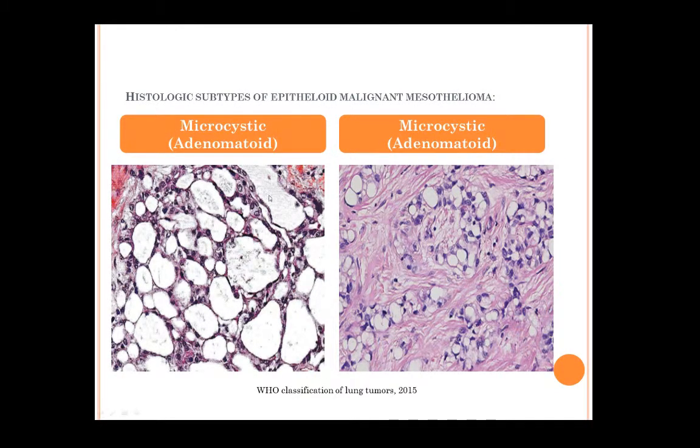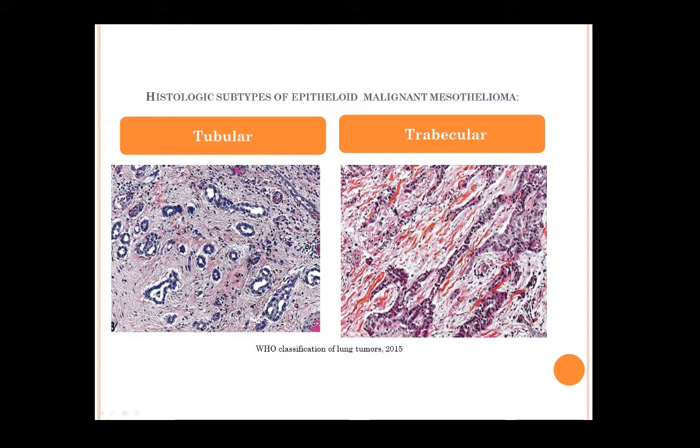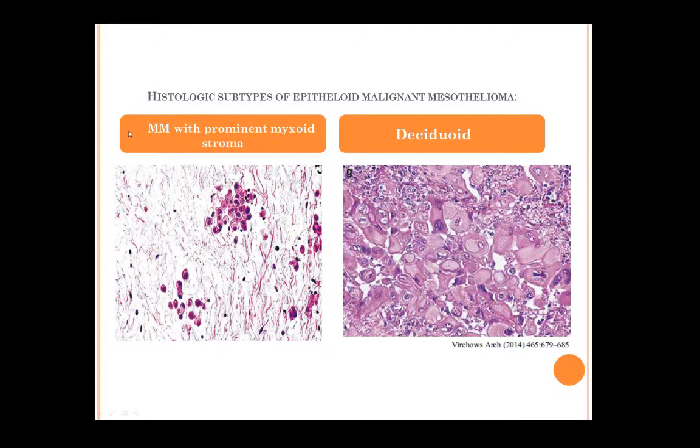The microcystic or adenomatoid form is characterized by presence of microcystic structures and cells with vacuolated cytoplasm. Recognition of this pattern is important because it is in the differential diagnosis with metastatic signet cell adenocarcinomas. Tubular pattern usually is composed of glandular structures. It is in differential diagnosis with metastatic adenocarcinomas. The trabecular pattern has arrangement of the neoplastic cells in a trabecular pattern.